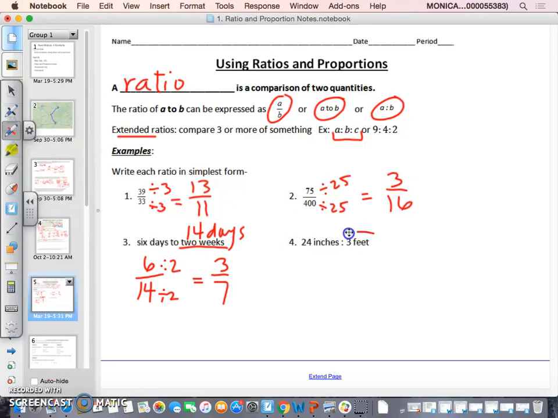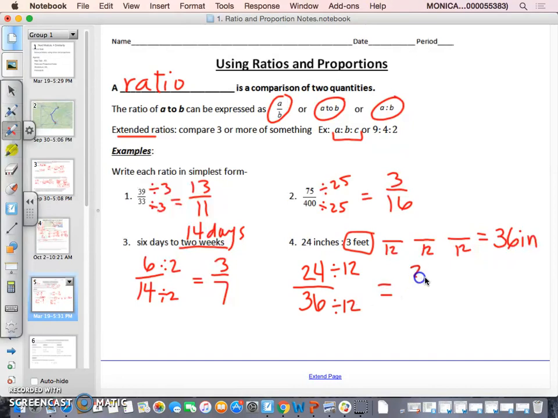And here again, you have to know that you can either convert inches to feet or feet to inches. In this case, let's go ahead and convert it to inches. And so I know that 3 feet, each foot has 12 inches in it. So I know this is going to be a total of 36 inches. And so I'm comparing now 24 inches to 36 inches. And when I simplify, I know that 12 can go into both. And I end up with 2 over 3. All right. So these are ratios.